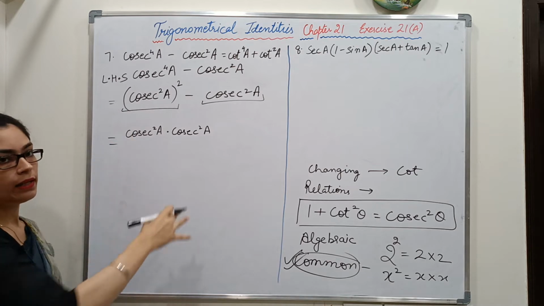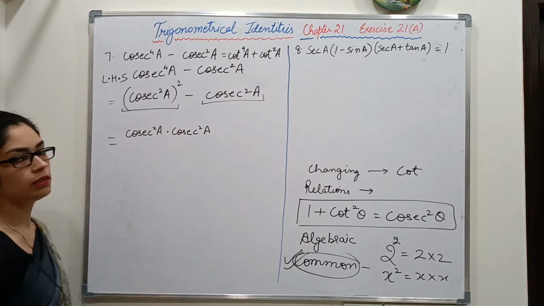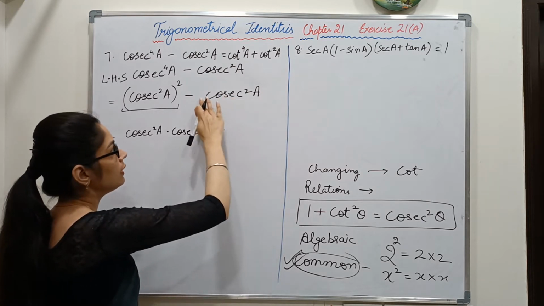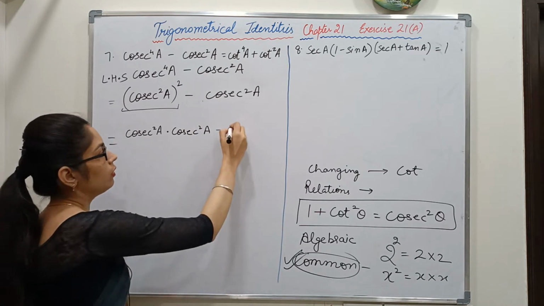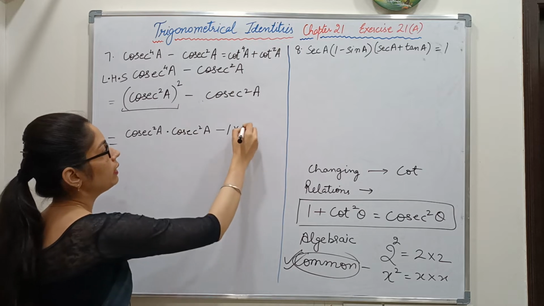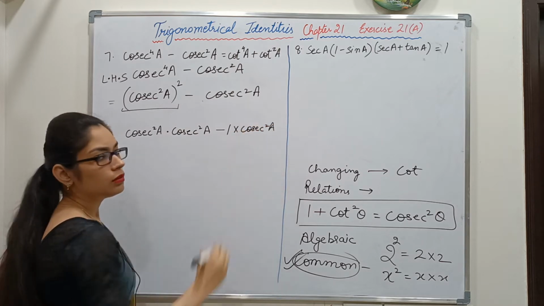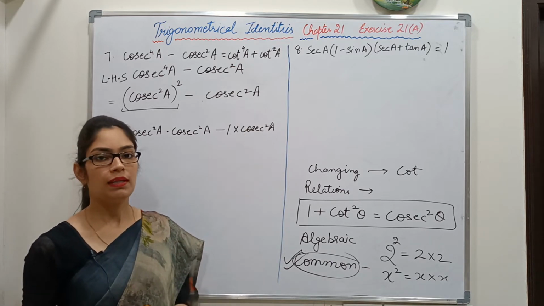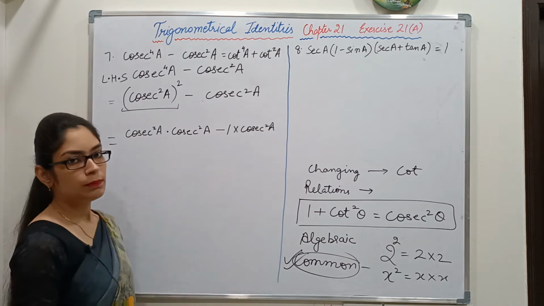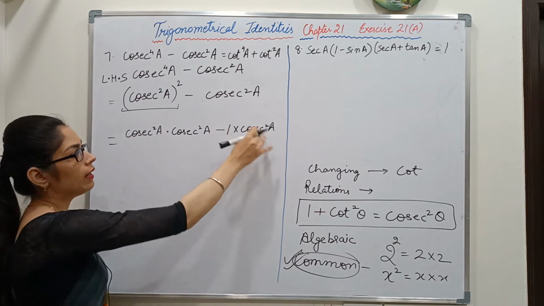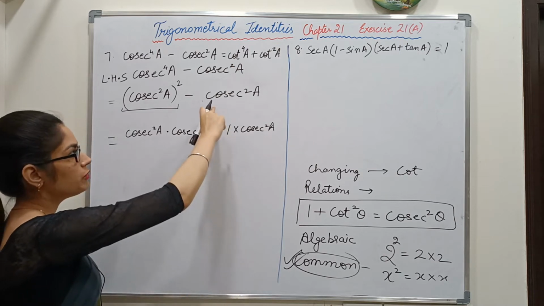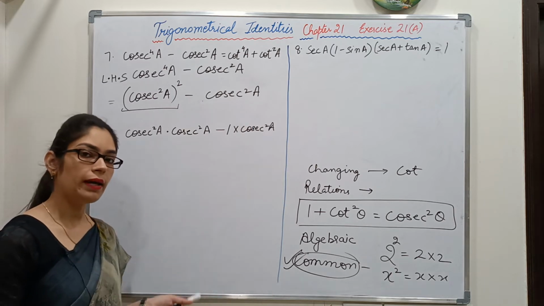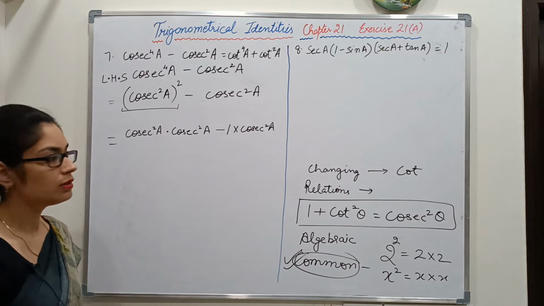So cosecant square A whole square means cosecant square into cosecant square. Then the remaining cosecant square A, just for better understanding of the next step, we will write it as 1 into cosecant square A. Because if we multiply anything with 1, it means the same thing only. 1 is the multiplicative identity of any expression, any number. If we multiply with 1, the answer will be the same. So 1 into cosecant square A is cosecant square A.